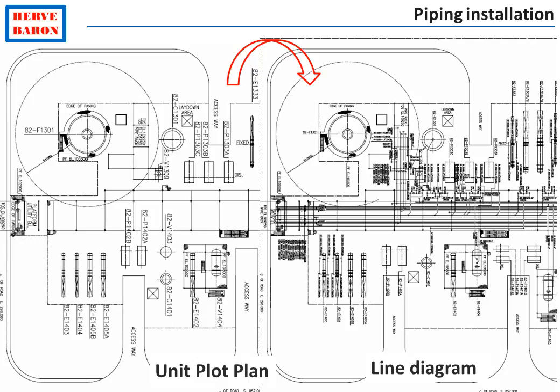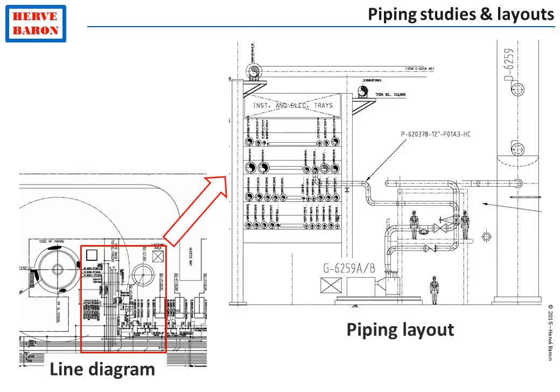They show the density of lines in each area. They also allow us to confirm that the unit plot plan is sound, that there are not too many ups and downs on the pipe rack between equipment, and that the distances of pipes have been minimized. They also allow us to split the work of piping design among various piping designers. Each piping designer is allocated one area to perform what is called piping studies and issue piping layouts for this particular area.